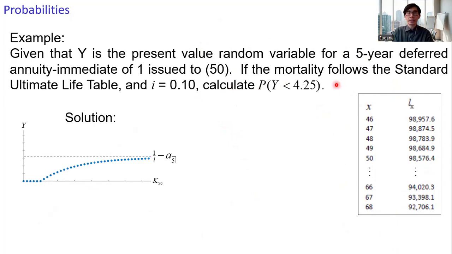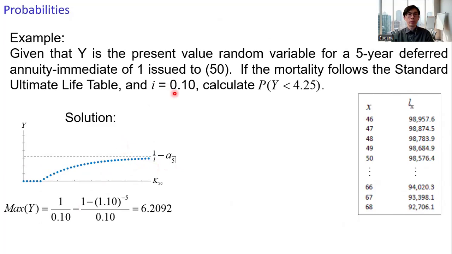All right, a deferred annuity immediate. The maximum is a perpetuity immediate, the present value 1 over i, and minus, there are no payments for the first 5 years, so minus a angle 5, a 5-year term annuity immediate. So the maximum here, plug in the values, interest rate 0.1, is 6.2092. And we want to get the probability that Y is less than 4.25.